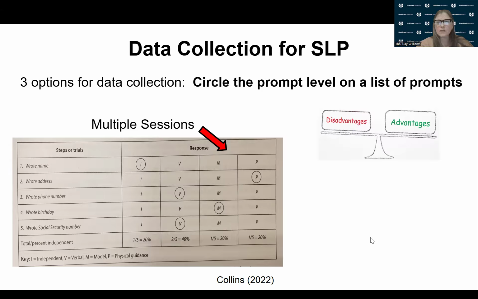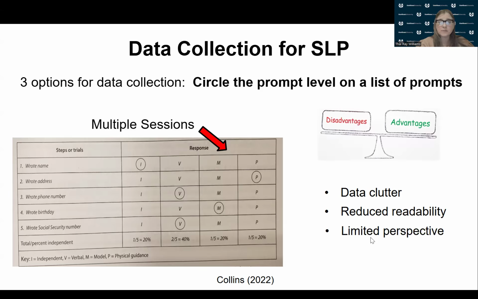When we're thinking about advantages and disadvantages, this is what's known as data clutter. If you look at that, it's a lot of stuff. Visually, it is a lot of stuff. So this is called data clutter, and data clutter causes reduced readability. That's more difficult to read, for example, than the one we looked at previously.